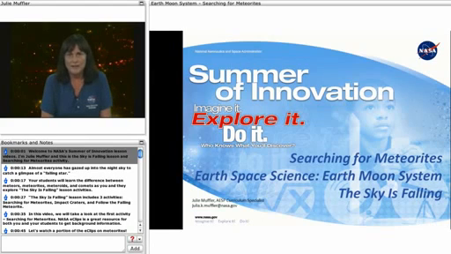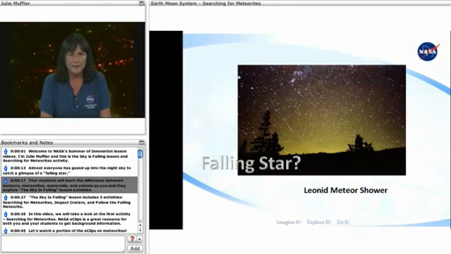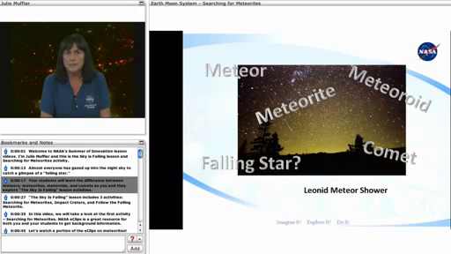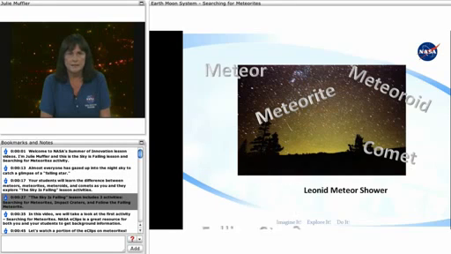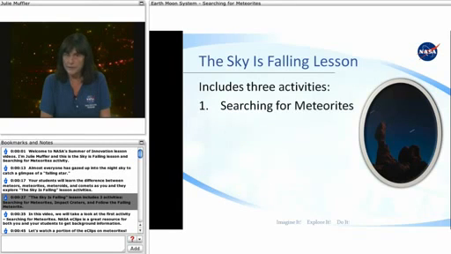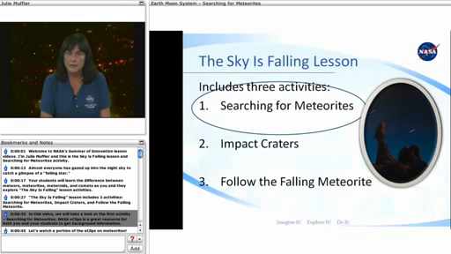I'm Julie Muffler, and this is the Sky is Falling lesson and Searching for Meteorites activity. Almost everyone has gazed up into the night sky to catch a glimpse of a falling star. Your students will learn the difference between meteors, meteorites, meteoroids, and comets as you and they explore the Sky is Falling lesson activities. The Sky is Falling lesson includes 3 activities: searching for meteorites, impact craters, and follow the falling meteorite. In this video, we will take a look at the first activity, searching for meteorites.